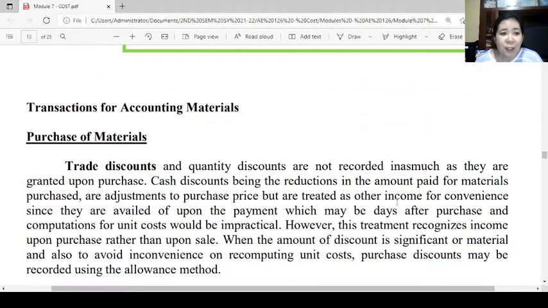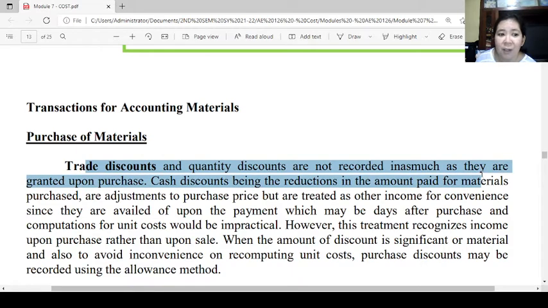Okay, for transactions for accounting materials, we have here the different transactions. First is the purchase of materials. In purchasing materials, the entity will be dealing with different transactions related to the purchases. The first one is the trade discounts and quantity discounts. Normally, they are not recorded because they were granted upon the purchase.